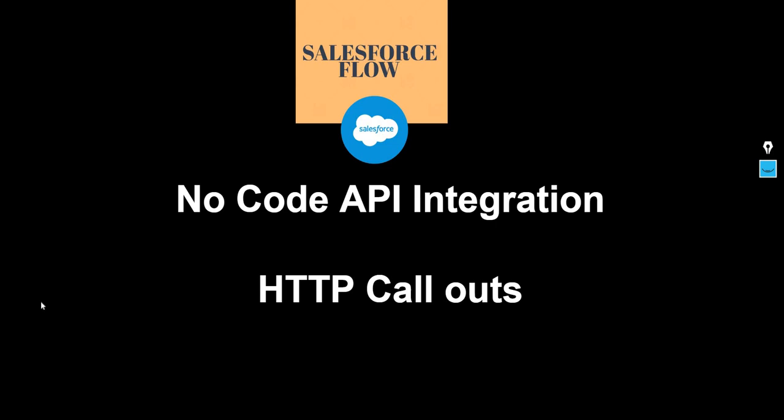But now with this feature of HTTP callouts, it is quite easy for an administrator, a flow developer, or a consultant to make an API callout without writing a single line of code. So let's see how we can implement that using a business scenario.